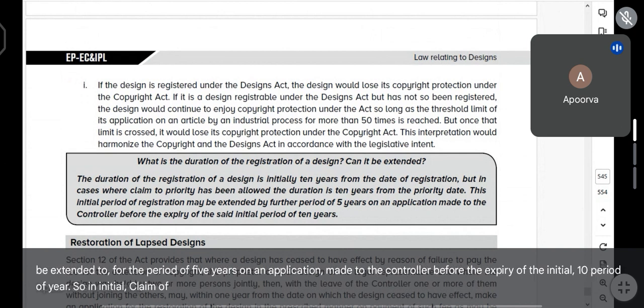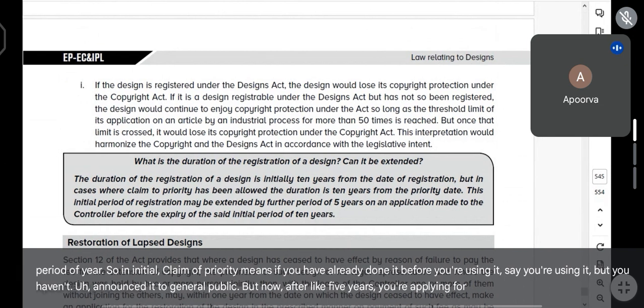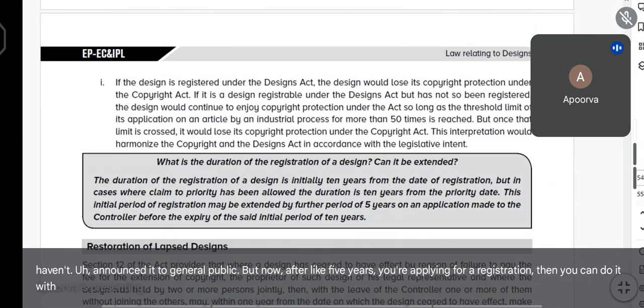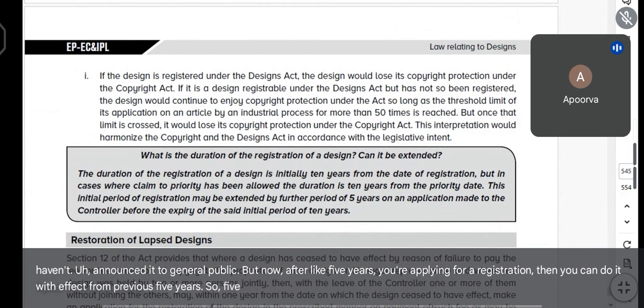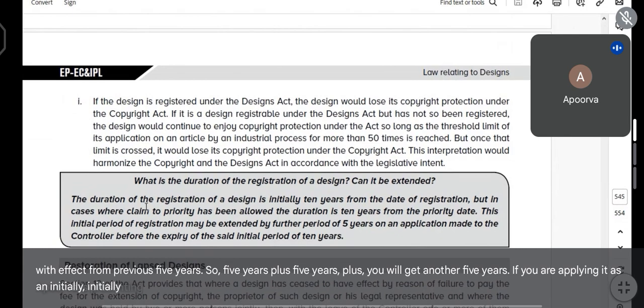A claim of priority means if you have already been using it, say you're using it but you haven't announced it to the general public, and now after like 5 years you're applying for registration, then you can do it with effect from the previous 5 years. So 5 years plus 5 years, plus you will get another 5 years if you are applying for it as an initial design.